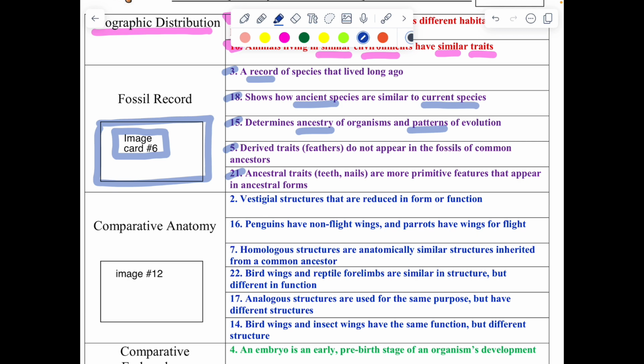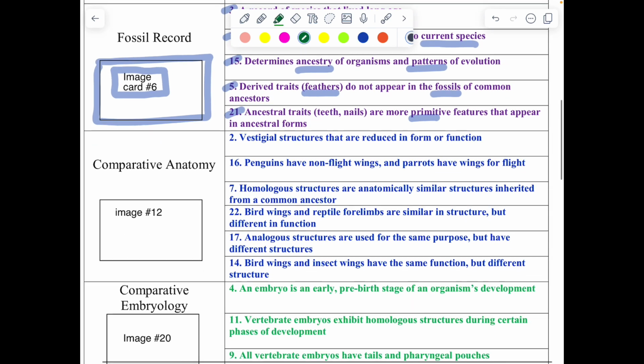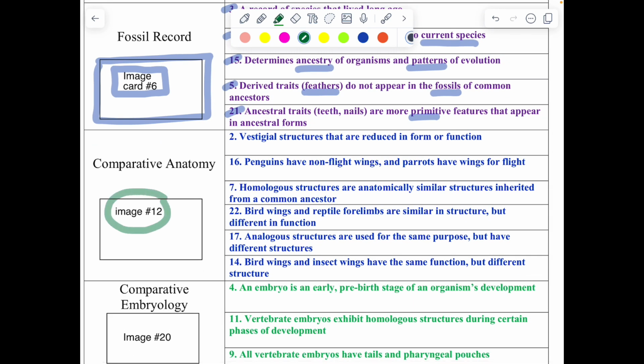Things like feathers, derived traits, do not appear in fossils of common ancestors, and traits like teeth and nails that are more primitive appear in ancestral forms. Those are all examples of the fossil record. Comparative anatomy. You should have a picture that came from number 12. So if you need to, take a picture of card number 12 and insert it into this spot right here. You should have number 2, 16, 7, 22, 17, and 14 there.